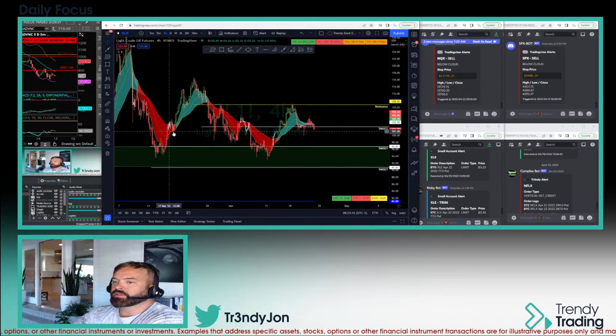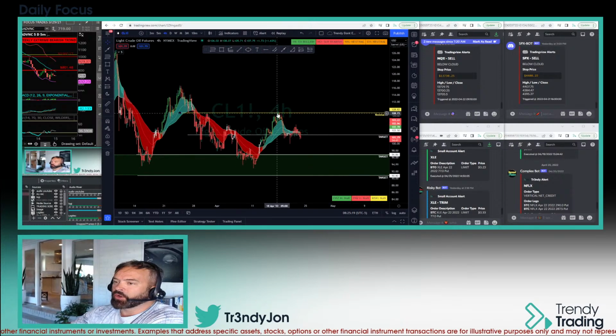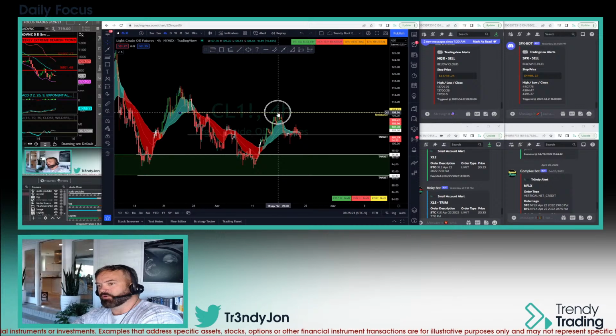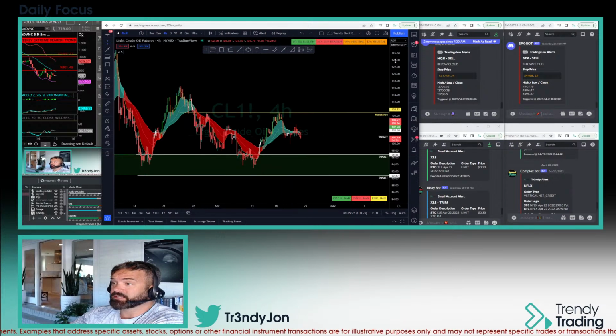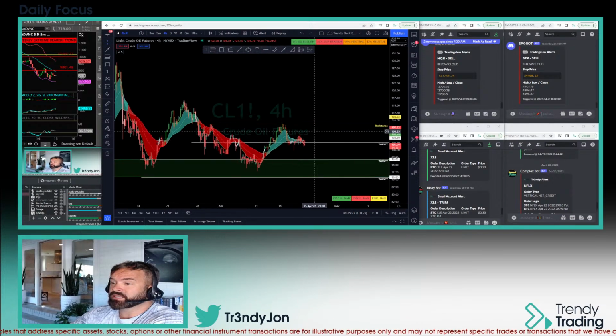Perfect. You can see the levels are working really well. You don't want to be long oil. It came right up to my resistance level, and this goes to show you that we definitely know how to find the right targets here. All right, so please take that into consideration.